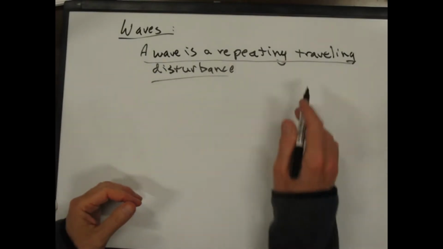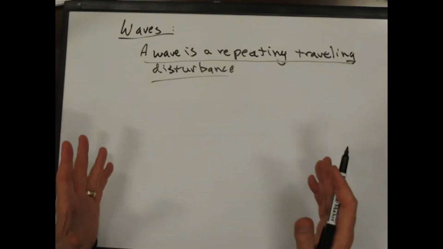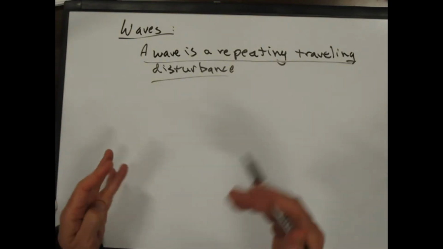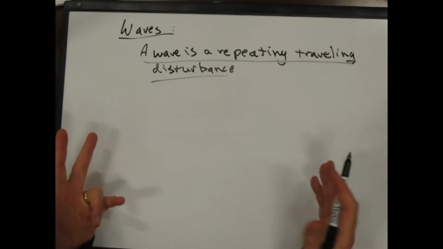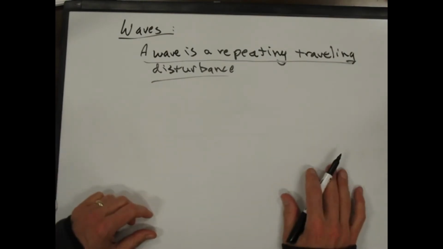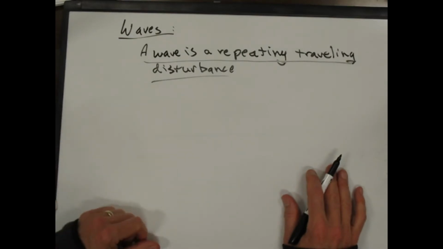You can see the definition is kind of vague: a repeating traveling disturbance. It doesn't have to have any particular shape or any kind of way of oscillation. It's just repeating as it's moving. And examples are ocean waves. We don't really see the wave in sound waves or light waves, but we can certainly see the patterns they give.